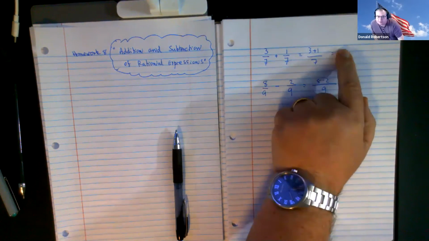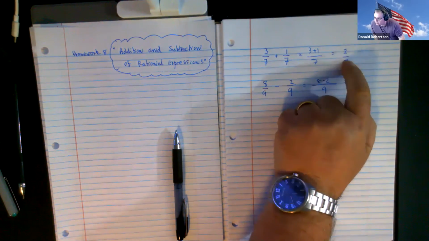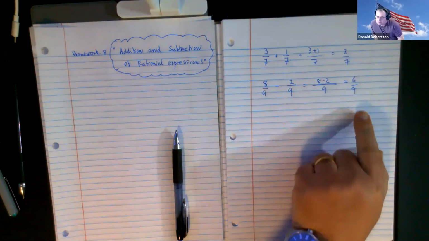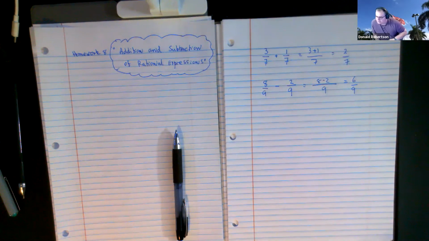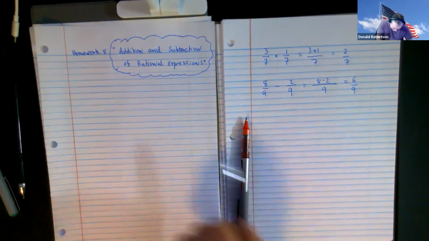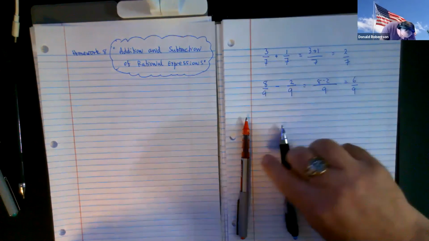Now, sometimes you get an answer that you can't do anything else to, right? 4/7 is good. But do you notice that 6/9 can be simplified? If a fraction can be simplified, in this case, you can divide the top by 3 and you can divide the bottom by 3. You're expected to do it.